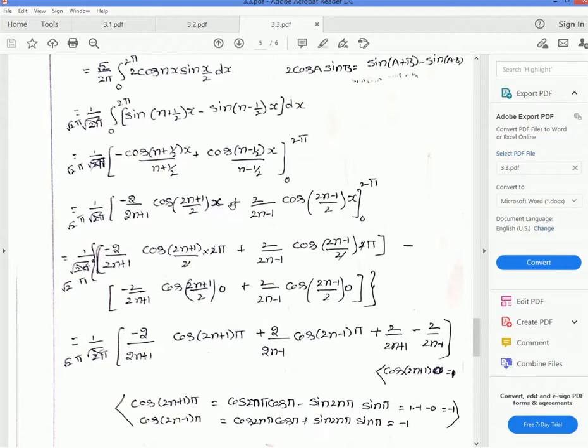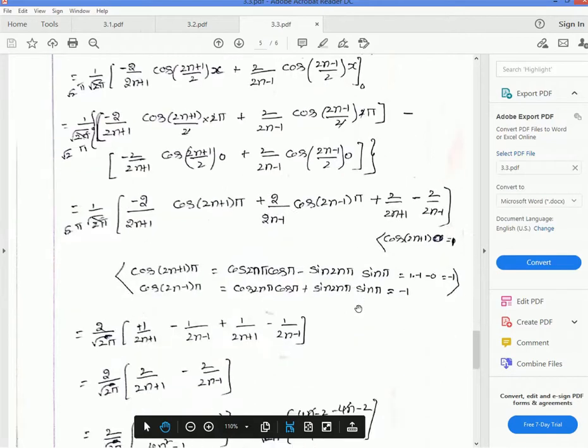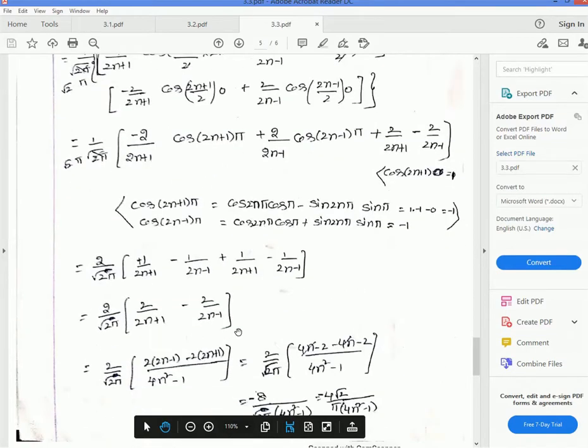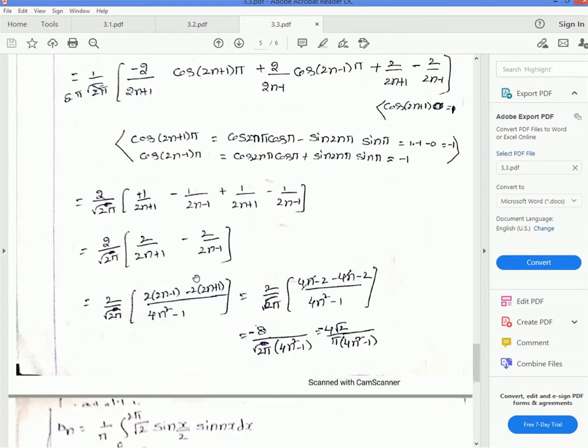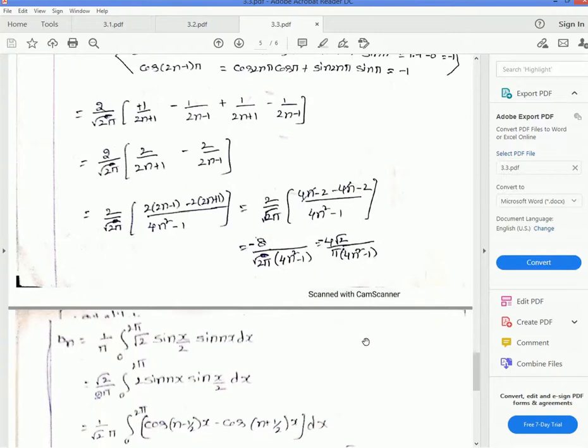The 2s cancel, leaving (2n + 1)π. What is cos of (2n + 1)π? It is -1, and cos of (2n - 1)π is also -1. Substitute these two values and simplify. Take the LCM and simplify. So we get an = -4√2/(π(4n² - 1)).